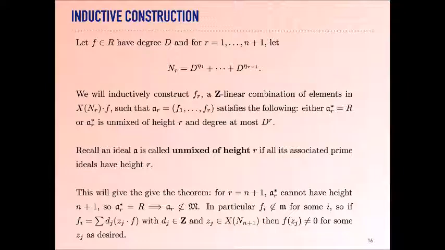If this doesn't vanish at 1, that means that F can't vanish at all of the Z_j's. If I plug in 1 to this equation, I get F_i of 1, which I'm saying is non-zero because F_i is not in this maximal ideal. And on the right, Z_j dot F evaluated at 1 is just F evaluated at Z_j. So if this is non-zero, then some F of Z_j has to be non-zero. And that's what we wanted to prove. Okay, so that will conclude the proof. If we can construct these F_Rs inductively, then we'll be done.